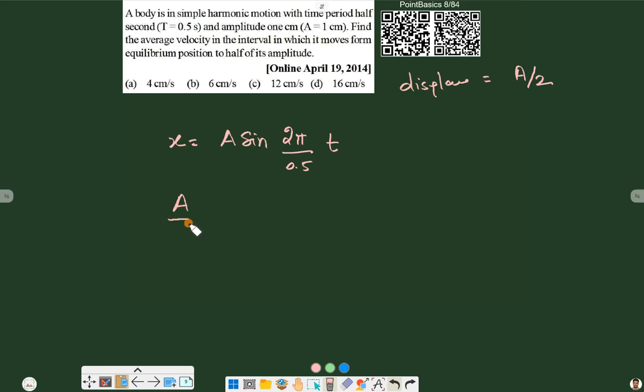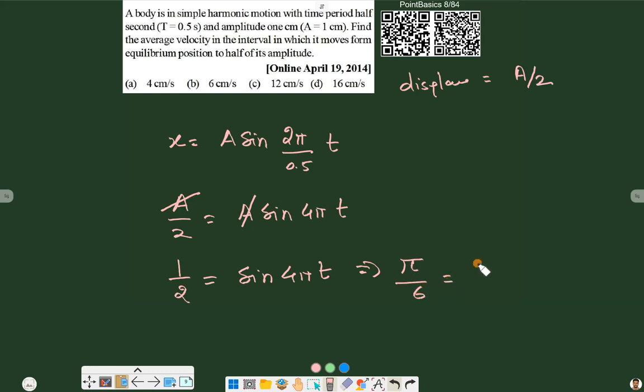So it will be a by 2 is equal to a sine 4 pi t. This will reduce to 1 by 2. So from this, a gets cancelled, and so we have half is equal to sine 4 pi t. Now sine is half at 30 degrees, and 30 degrees is pi by 6 radian. So pi by 6 is equal to 4 pi t. So pi gets cancelled and we get t is equal to 1 by 24th of a second.